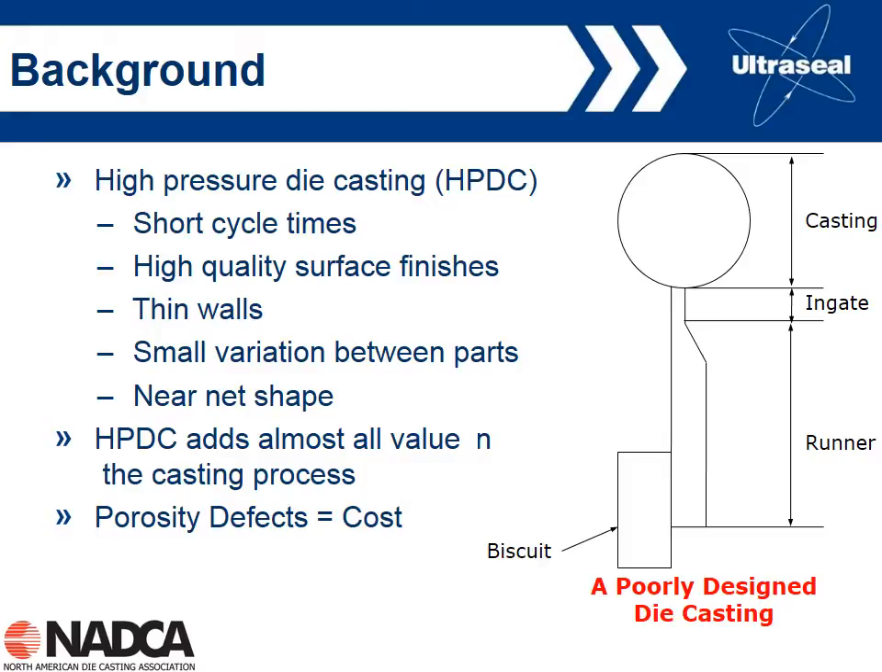Porosity is a characteristic of our process. Pretty much all die castings contain porosity. In most cases, we live with that porosity. But really what we want to do is control the size and the location of that porosity so it doesn't result in a scrap casting, so we maintain the value that we put into it in the die casting operation.